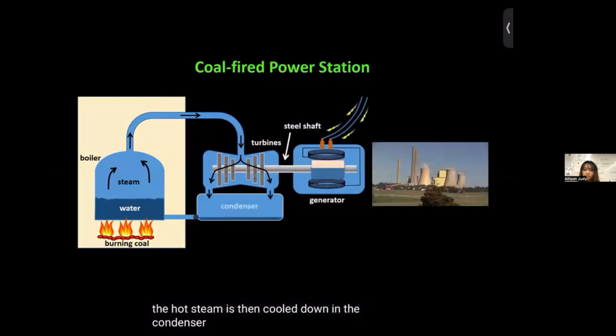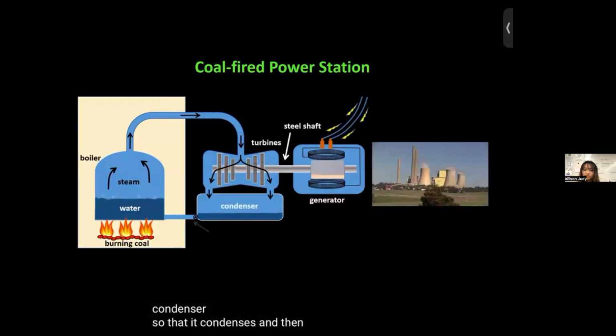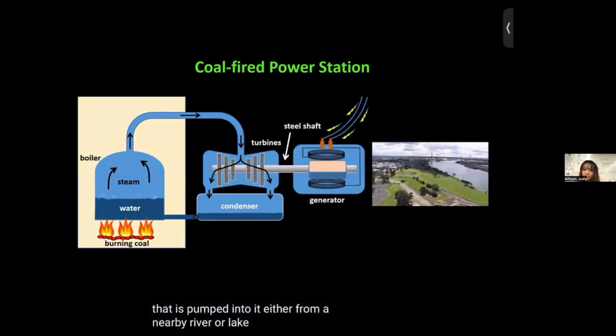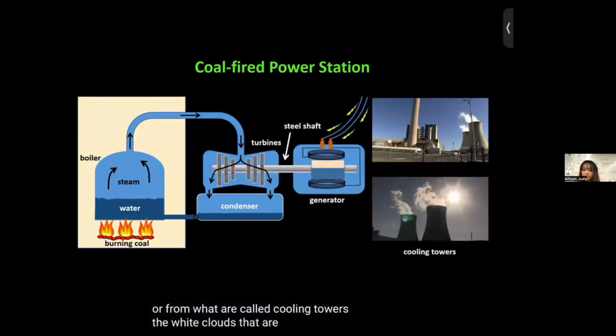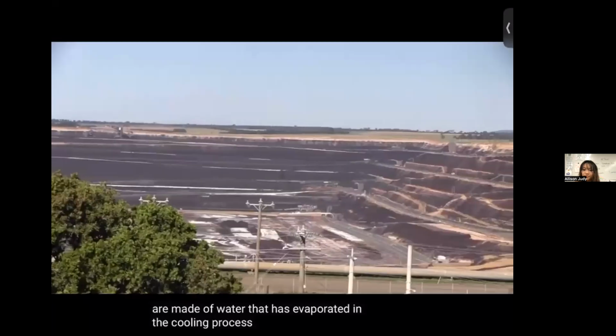The hot steam is then cooled down in the condenser so that it condenses, and then the water is pumped back into the boiler so that the cycle can repeat. The condenser is kept cool by cool water that is pumped into it either from a nearby river or lake or from what are called cooling towers. The white clouds that are often seen above cooling towers are made of water that has evaporated in the cooling process.